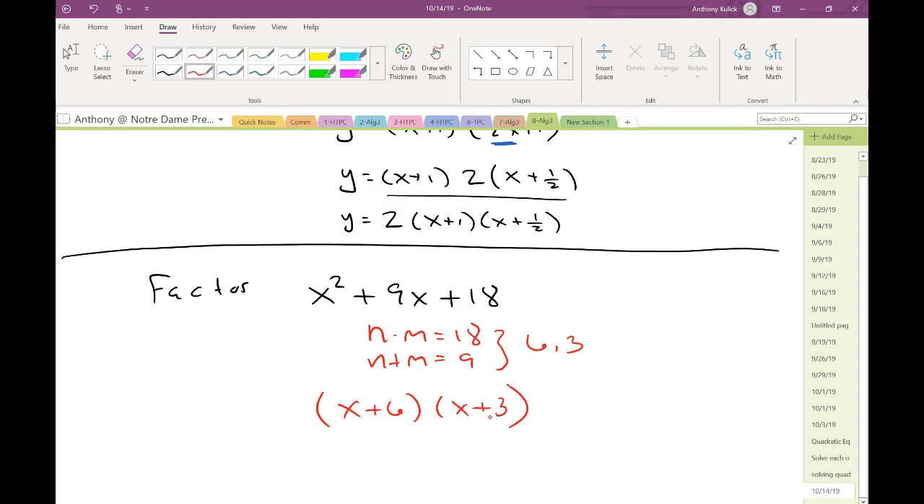How did you come up with 6 and 3 so quickly? You just thought about the things that multiplied to give 18, and then found the pair that added to give 9. Always start with the multiplication problem, and just use your times tables, basically. You remember those things that you had to memorize in elementary school that none of you thought were important to memorize? Ha ha ha! They're back.